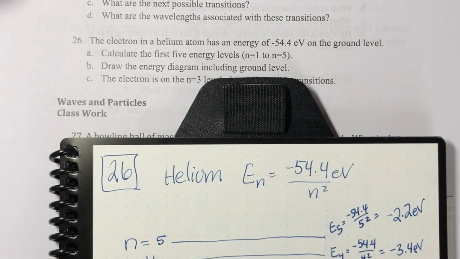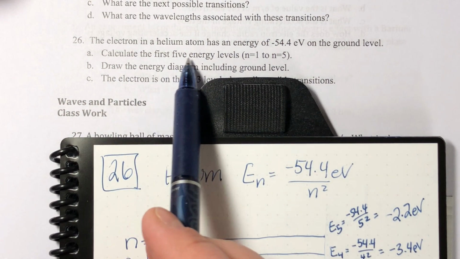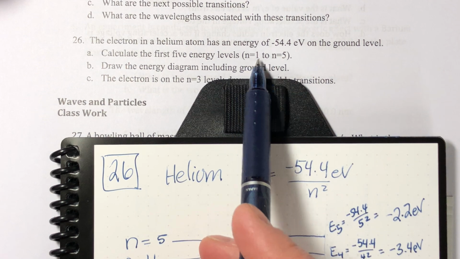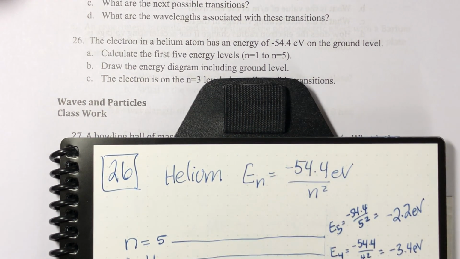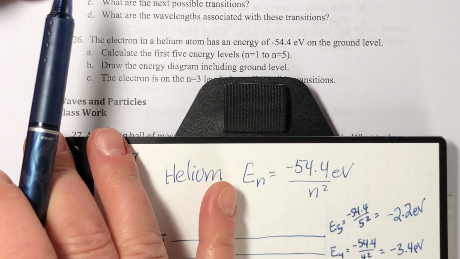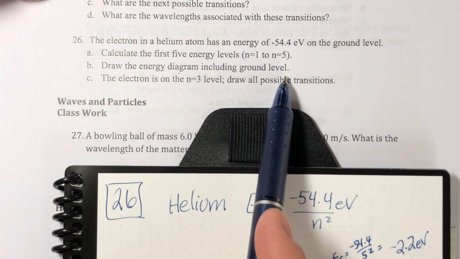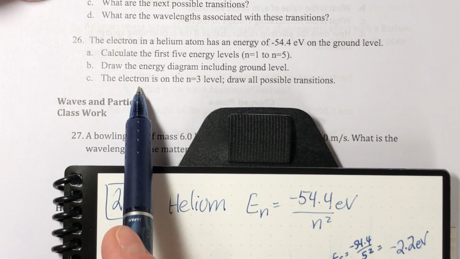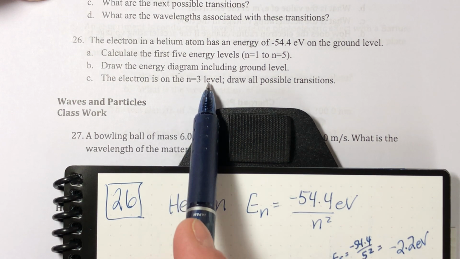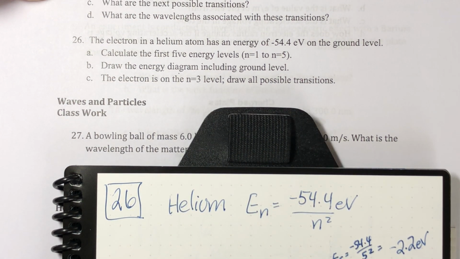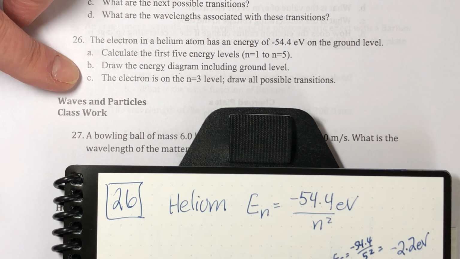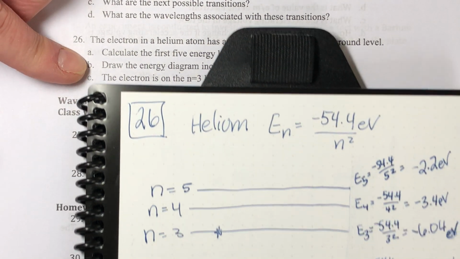So the question says here, calculate the first 5 energy levels from n equals 1 to n equals 5. And then part B says, draw the energy diagram, including ground level. And then part C says the electron is on n equals 3, draw all possible transitions. Well, I'm going to start with part B here because it says draw the energy level diagram.